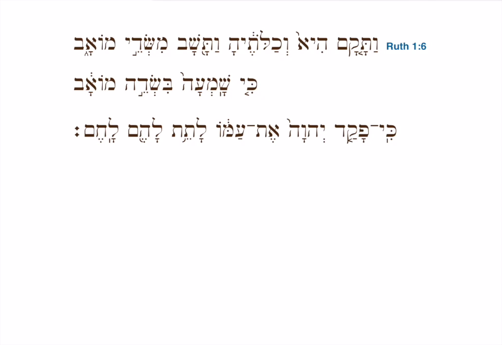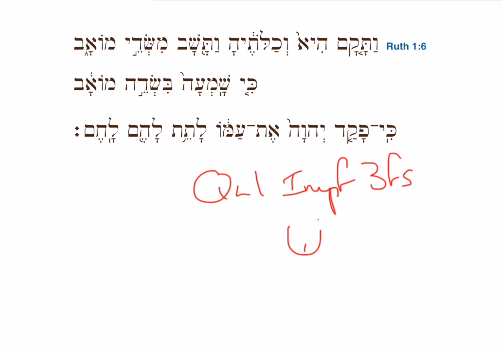We continue Ruth 1:6. We'll begin after the Zakef and we'll read to the Athnot. Vatashov Misadei Moav. And she returned from the fields of Moab. And so we notice right off that we have another Vav consecutive, which is carrying the narrative. And our verb, we have a Qal imperfect 3FS, and the root is shuv. It's a Vav consecutive form.